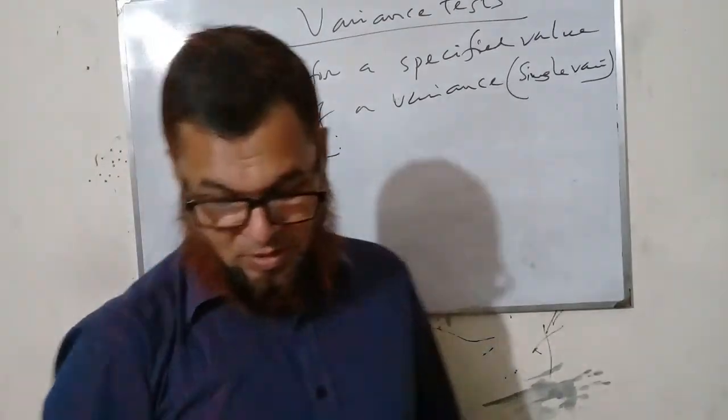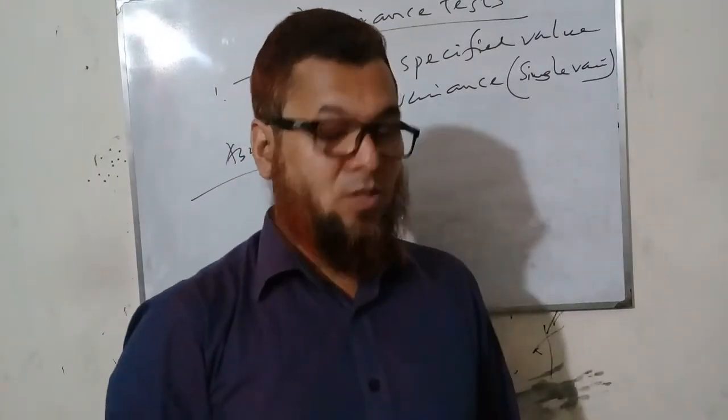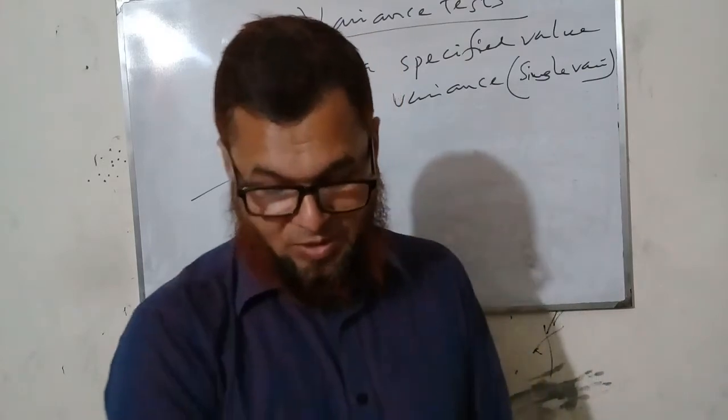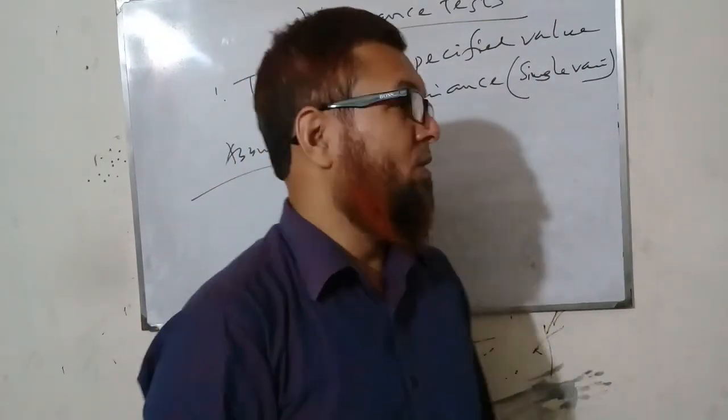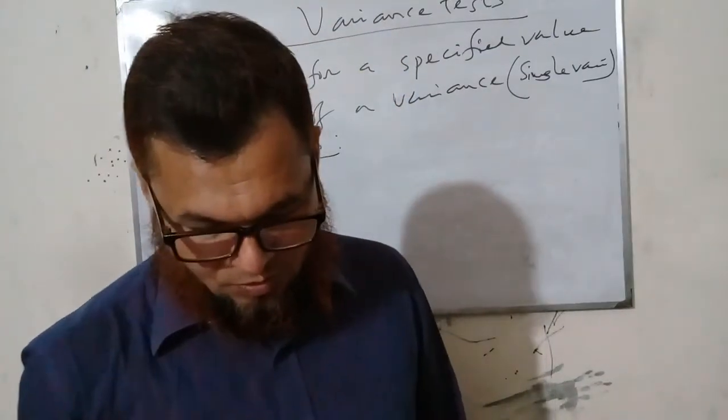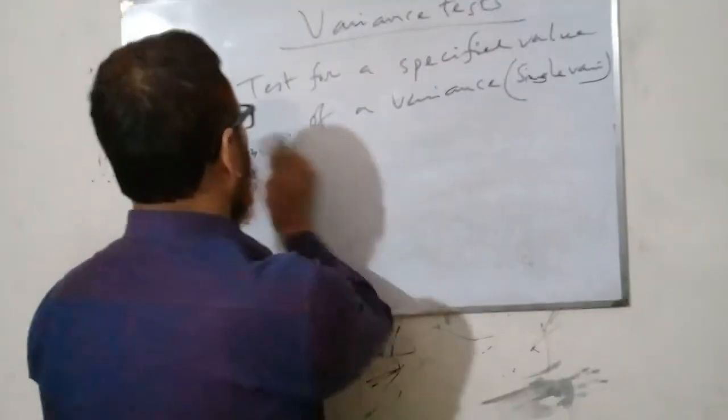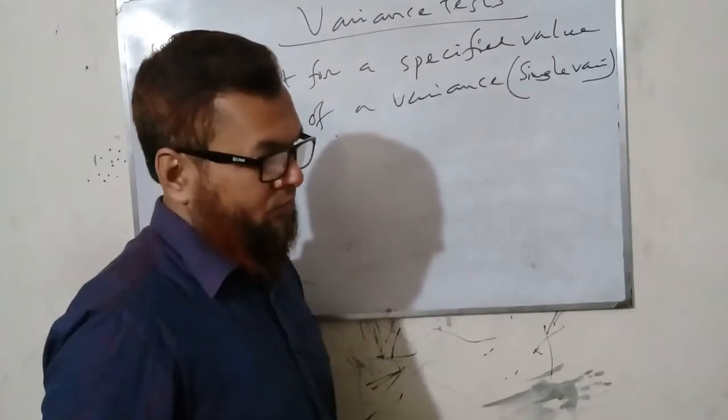A random sample of size n is drawn from a normal distribution. The population mean mu is unknown. Number 2, the population mean and population variance are unknown.